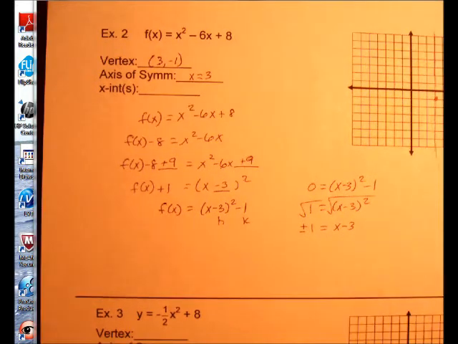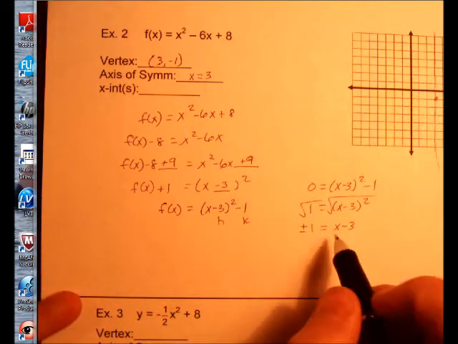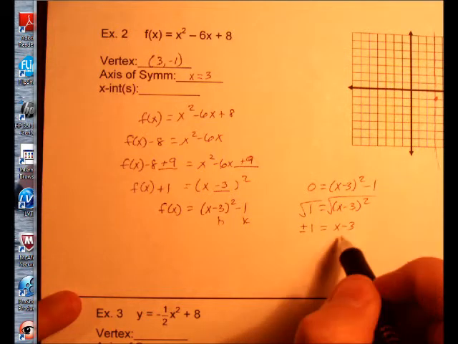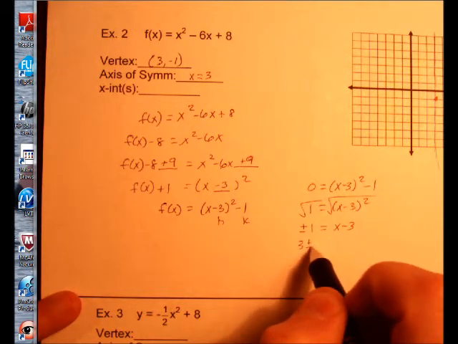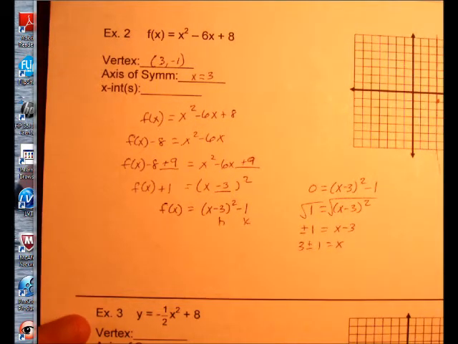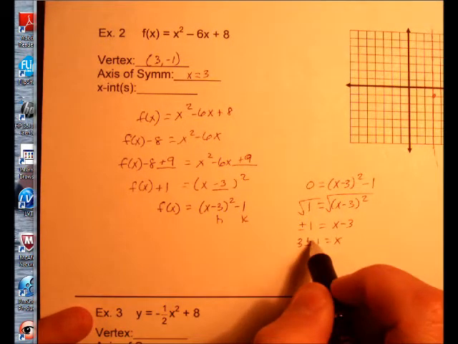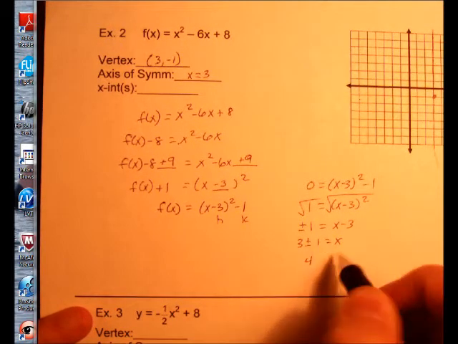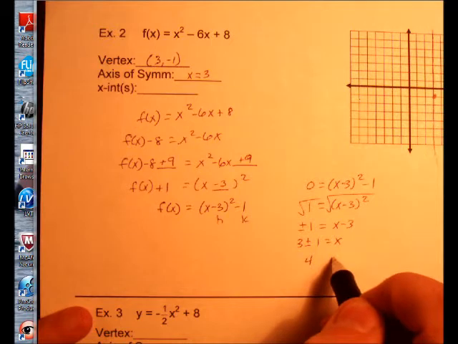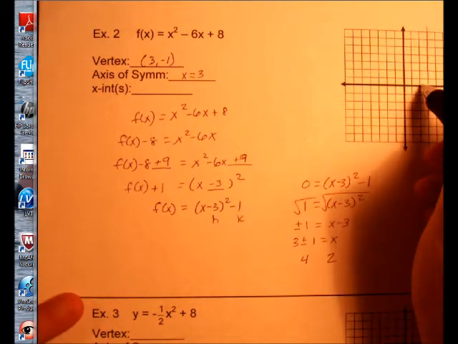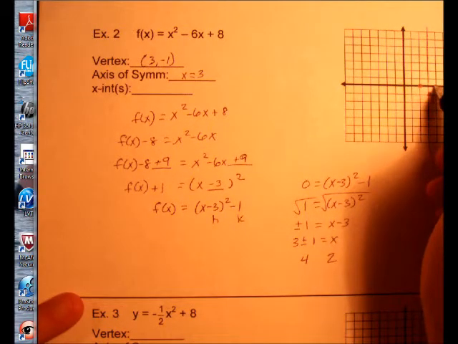Now this one is a little bit easier than that last one because you can actually figure out the square root. Before we couldn't, but now we can. So it's much easier. So when we get the 3 over there, we can actually come up with 2 nice whole numbers. So 3 plus 1 is 4. 3 minus 1 is 2. So we know it's going to cross at 2 and 4.